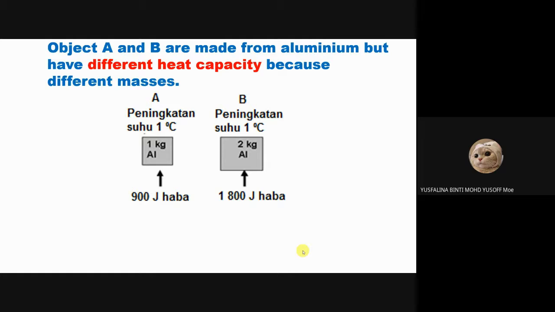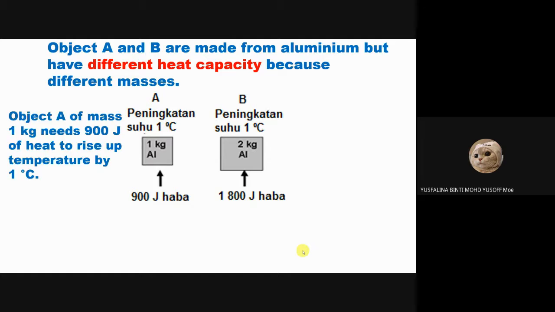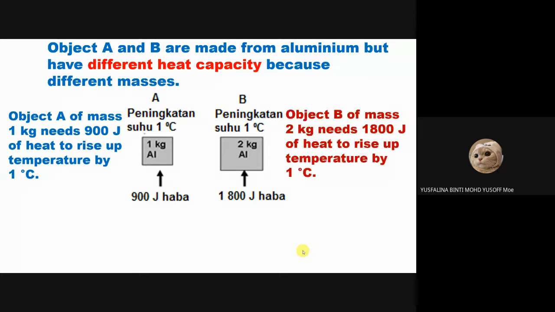Okay, so object A and B are made from aluminium but have different heat capacity because of different mass. The higher the mass, of course, the more energy you need to heat up the aluminium. Object A of mass 1 kg needs 900 joule of heat to raise the temperature by 1 degree Celsius, while object B, which has mass 2 kg, will need 1800. So you have to double up.